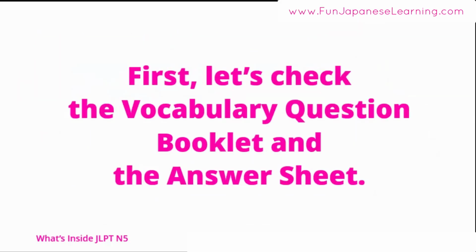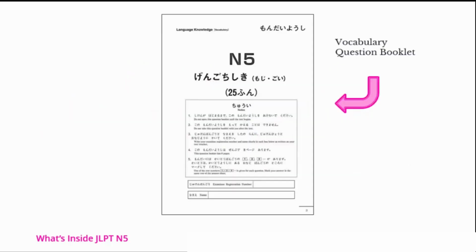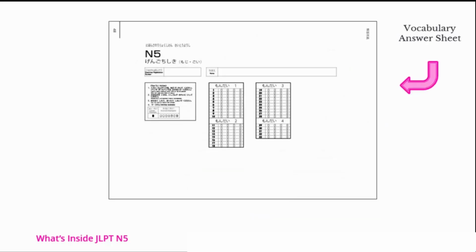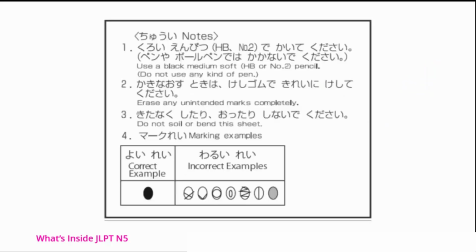First, let's check the vocabulary question booklet and the answer sheet. This is vocabulary question booklet, and you can see all the notes here. And this is a vocabulary answer sheet, optical answer sheet. So you should use black pencil, HB or number 2.